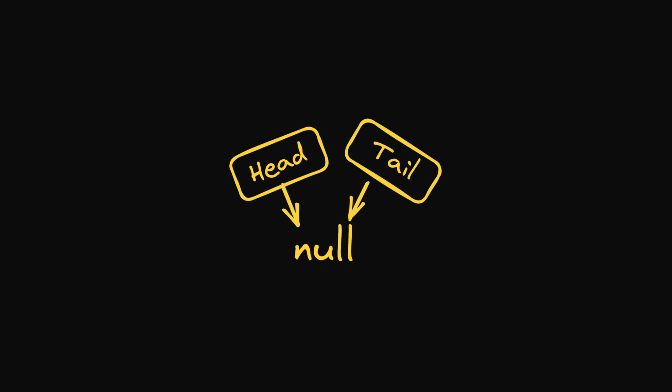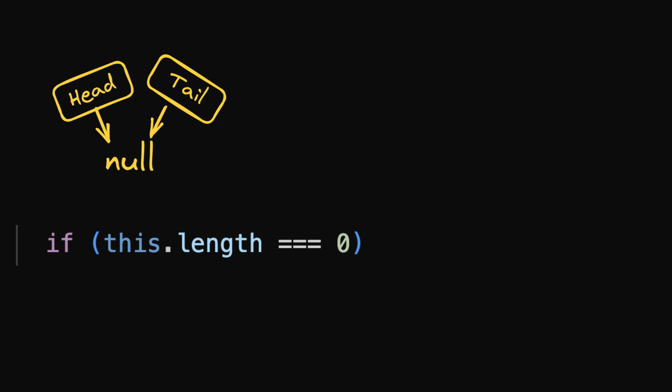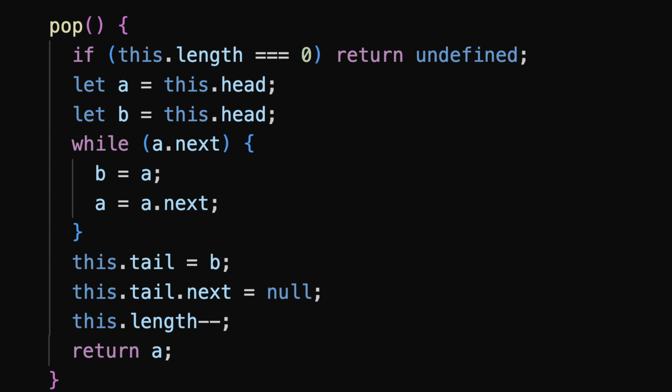But wait, there are some edge cases that we need to consider. What if someone tries to pop on an empty linked list? In this case, there is no node to return. One simple solution is to check its length, and if it's 0 before doing anything else, we will return undefined and exit the function. This will prevent any errors or unwanted behavior when popping from an empty list.